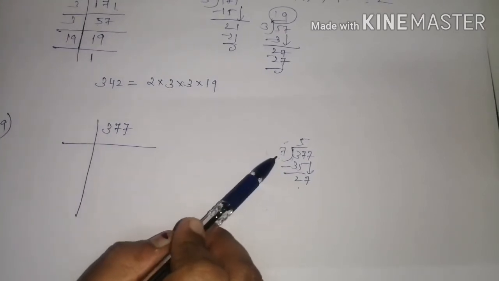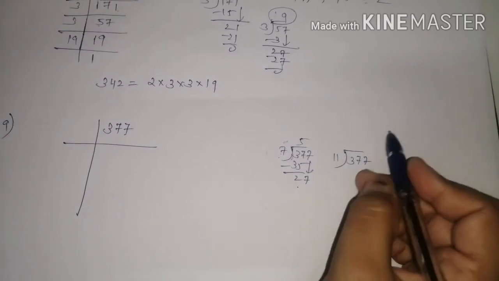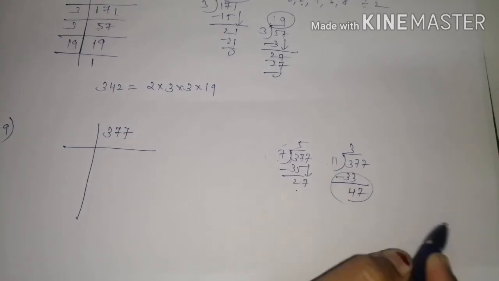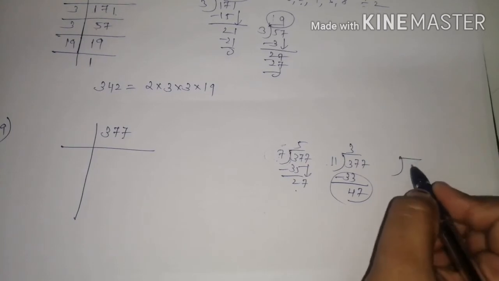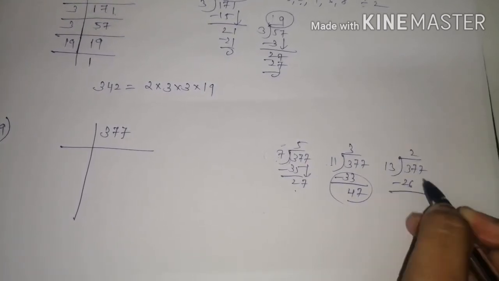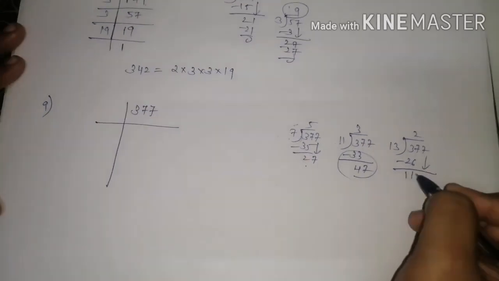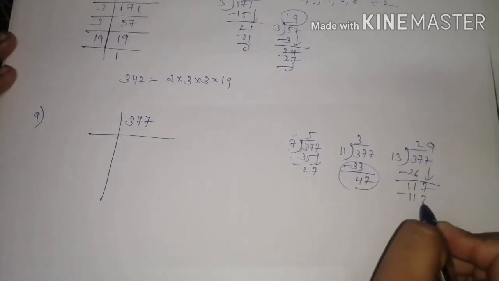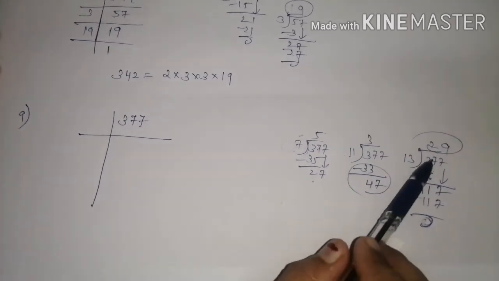After 7 the next prime number is 11. Let's divide 377 by 11. 11 3s are 33. 47. It is not getting completely divisible. After 11 the next prime number is 13. Let's divide 377 by 13. 13 2s are 26. 37 minus 26 is 11. 11 remaining, take this 7 down. Yes, 13 9s are 117. Yes, remainder is 0, so it is getting divided.